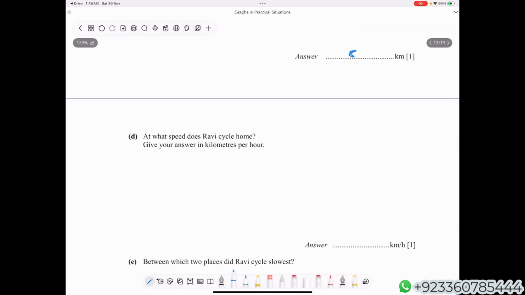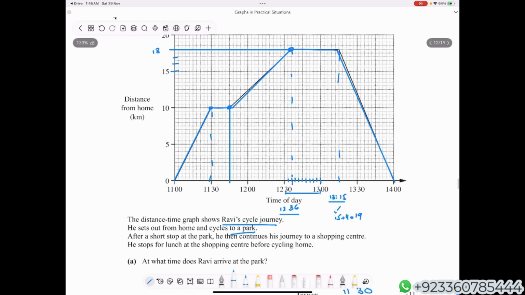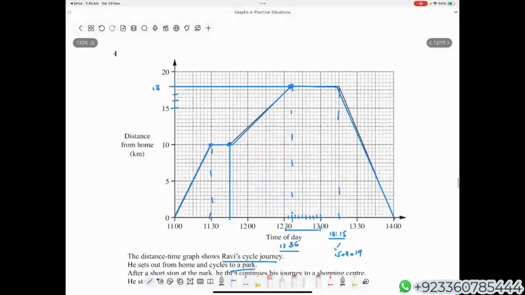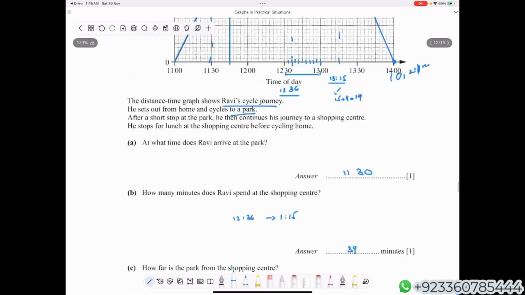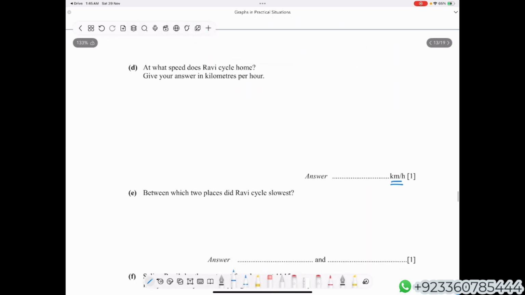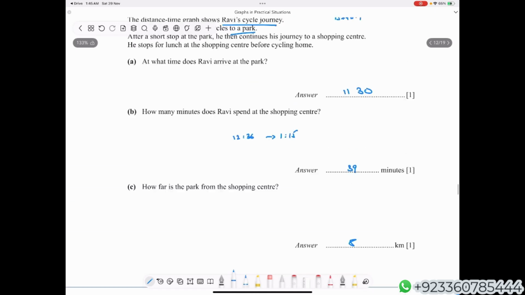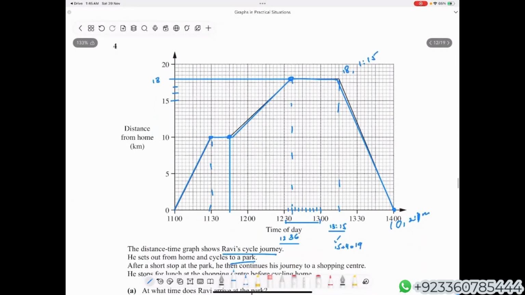At what speed does Ravi cycle home? Now this is a distance time graph, so speed is the gradient. So to find the gradient you need 2 points. The first point is 18 and 13:15, so 1:15 on time, and the second point is going to be 0 and 2, so 2 PM. Now there is a catch here: you have to find the speed in kilometers per hour. So for the time you give, you have to work out how many hours it takes.